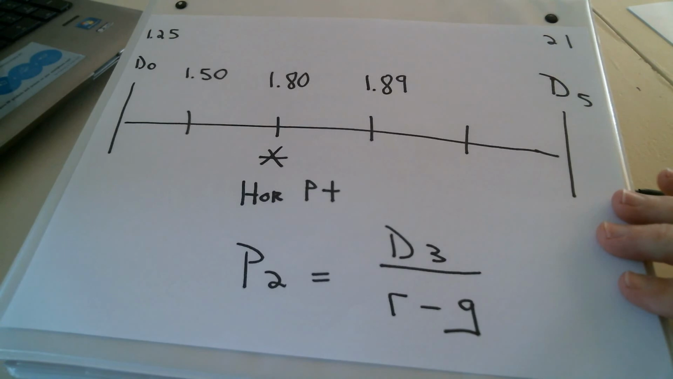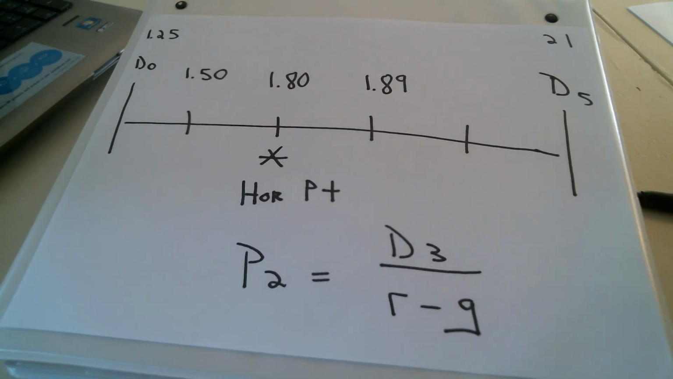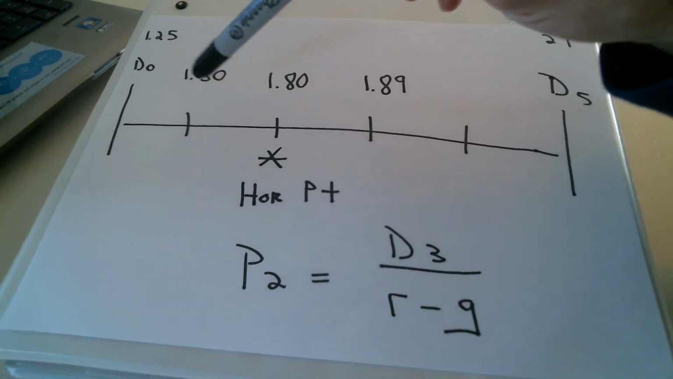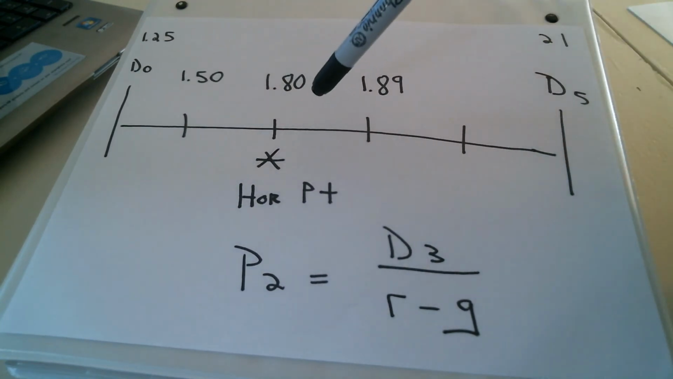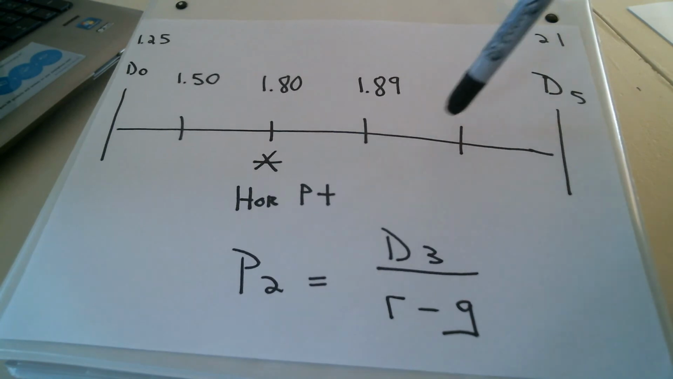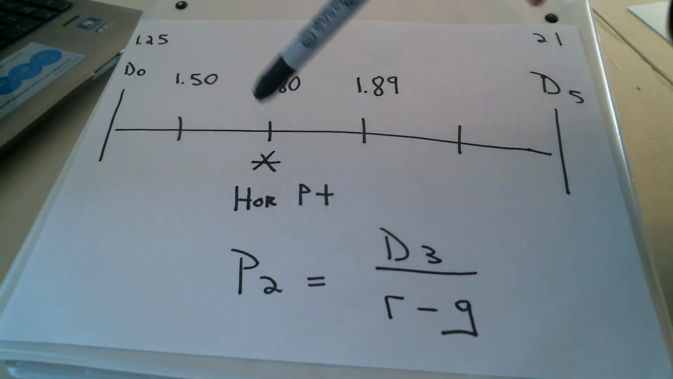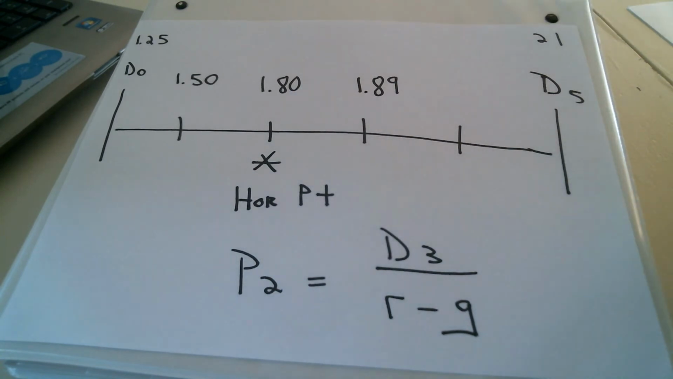So the problem here, we were given D0 is $1.25. Remember, we found the horizon point. Here's 20%, 20% here, 5, 5, and 5. This is where it crosses over. So that's the horizon point.